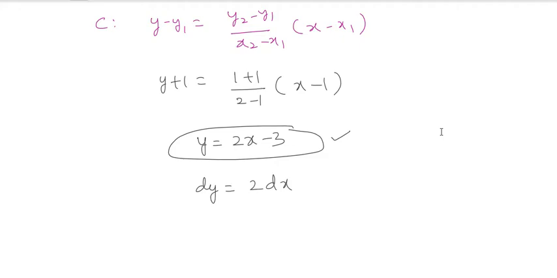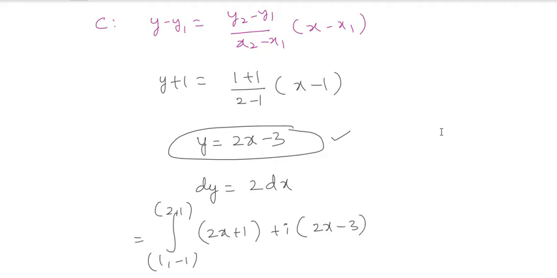So now substitute all these values in your integration. You will have the limits from the point (1, minus 1) to the other point (2, 1), of (2x plus 1) dx plus i into the value of your y, am I right or not, so (2x minus 3) into dx plus 2y into dx, with the i value there.